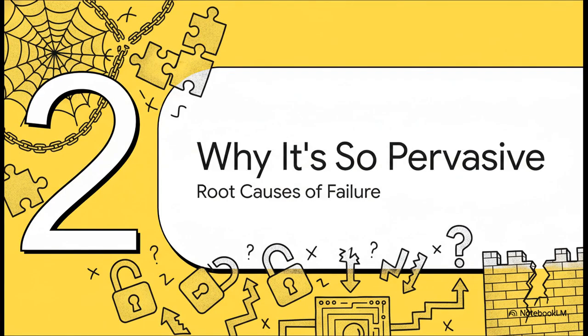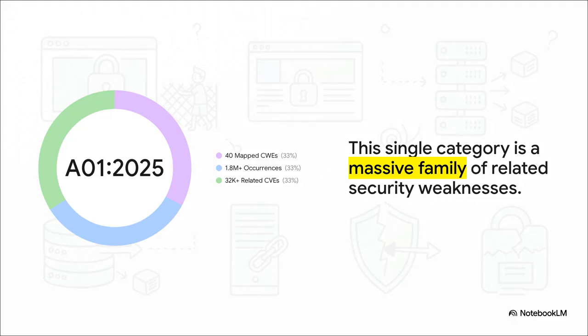Okay, so how does this happen? How does a flaw like this end up everywhere? And why is it so ridiculously hard for developers to get right? I mean, just look at the numbers. They're staggering. This isn't just one simple bug we're talking about. It's a whole family of 40 different common weakness enumerations. It's been found over 1.8 million times in apps, leading to tens of thousands of documented vulnerabilities.